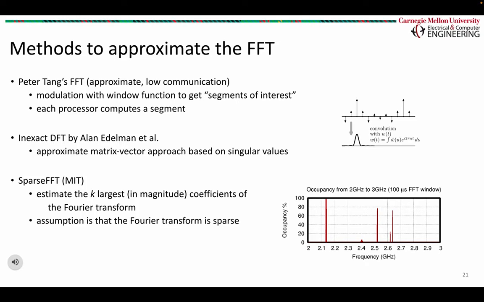There have also been many methods that approximate the FFT. The first is Peter Tang's FFT, which is an approximate low communication 1D FFT that works by modulating the signal with a window function. Another is an inexact FFT by Alan Edelman, which uses approximate matrix vector approaches based on singular values. Sparse FFT from MIT depends on estimating the k largest magnitude coefficients of the Fourier transform while assuming that the Fourier transform is extremely sparse.